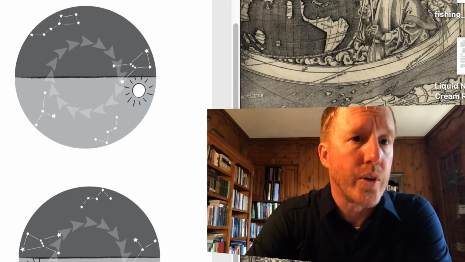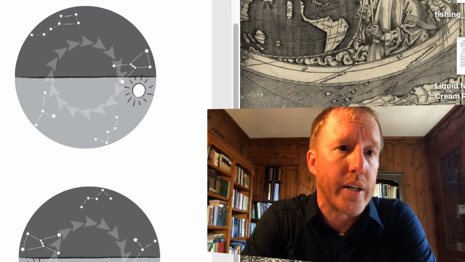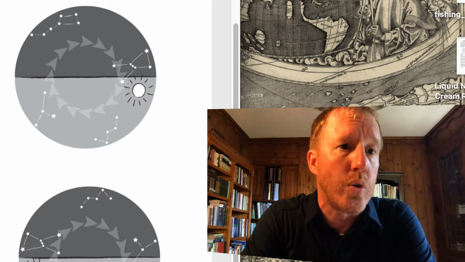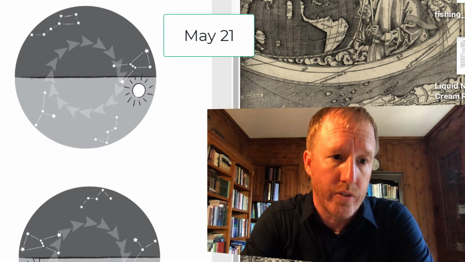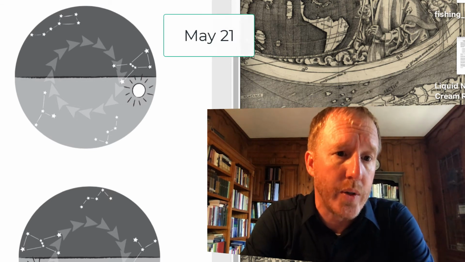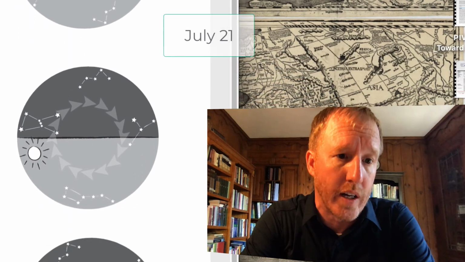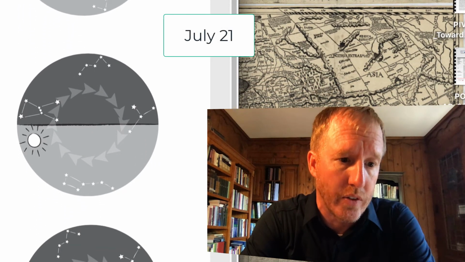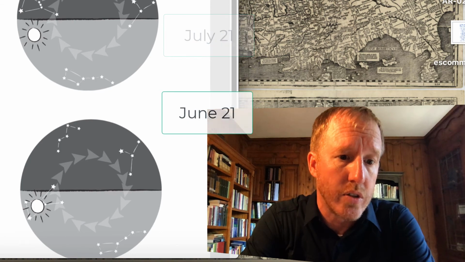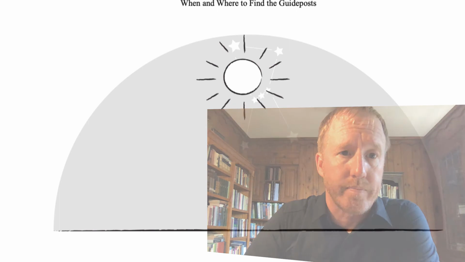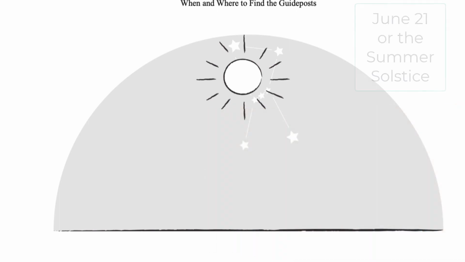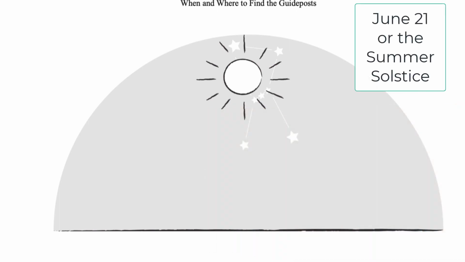Another way is to notice the last day that you can see Orion after sunset, before he gets too close to the sun to be able to see. This will be around May 21st. Then notice the first day that you can see Orion rising before sunrise. This will be around July 21st. Halfway between these dates is June 21st. That's the day that Orion is directly behind the sun. Orion is directly behind the sun every year on June 21st. Coincidentally, this also happens to be the longest day of the year, which is the first day of summer.